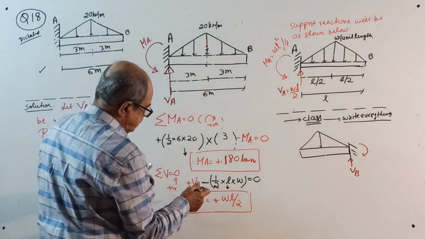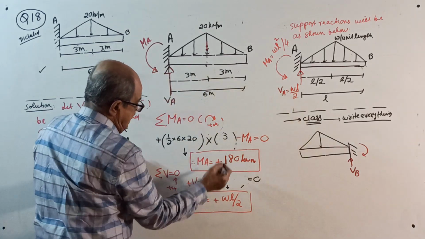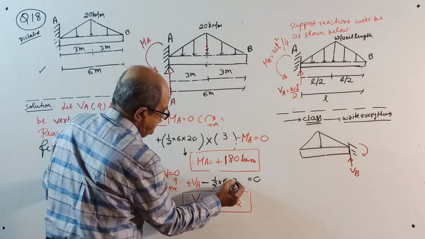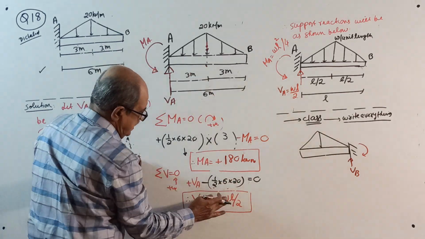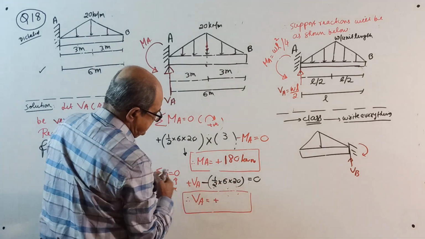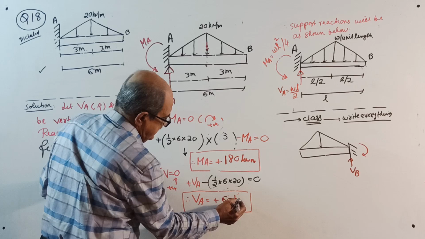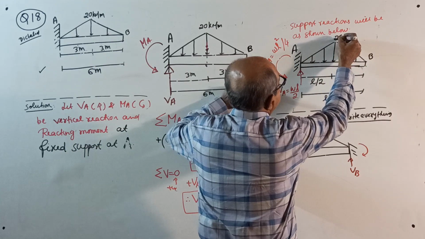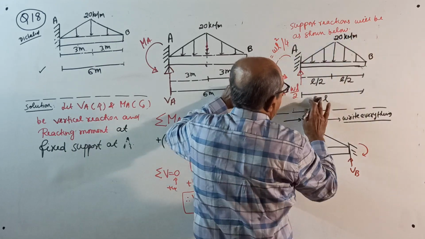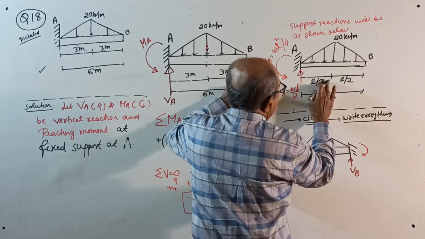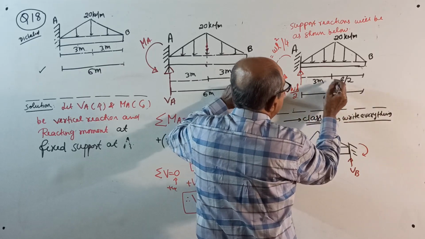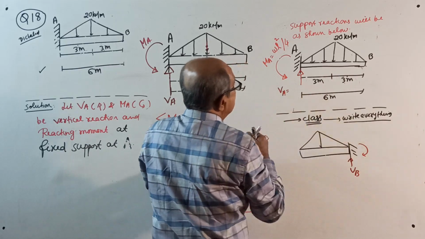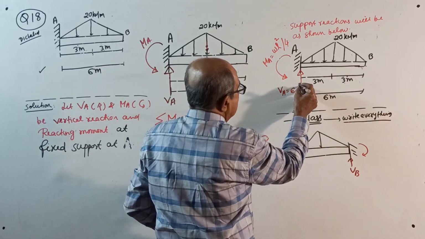Sigma V equal to 0, upward positive: plus VA minus half into 6 into 20 equal to 0. VA will come 120 plus 60 kilonewton, 60 kilonewton. Therefore, for the cantilever beam, if the intensity is 20 kilonewton per meter and the length of the beam is 6 meter, half is 3 meter, because they told maximum at center, the 3 meter is required. This reaction is 60 kilonewton.